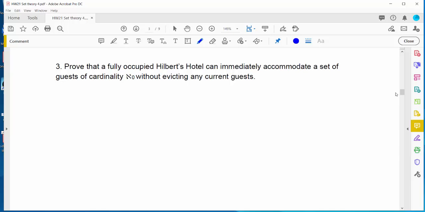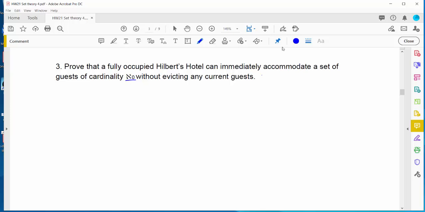Number 3 says, prove that a fully occupied Hilbert's hotel can immediately accommodate a set of guests of cardinality Aleph null without evicting any current guests. So if you've been through the lecture and the reading, you know that Hilbert's hotel is simply an infinitely large hotel that has no vacancy. And the example we considered in the lecture is the idea that even though the hotel has no vacancy, it's always possible to create a vacancy without kicking anybody out.